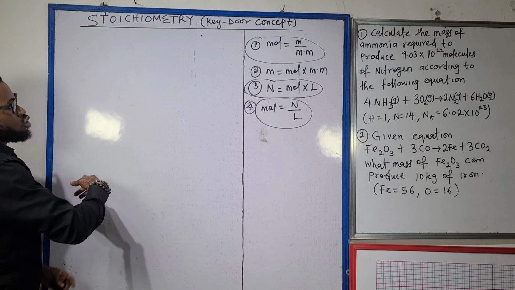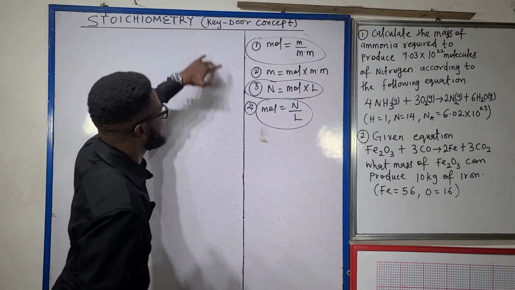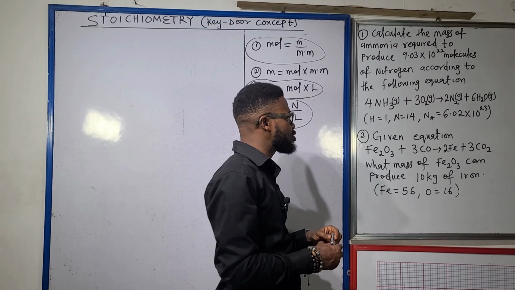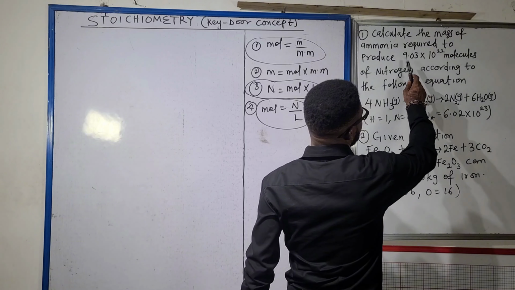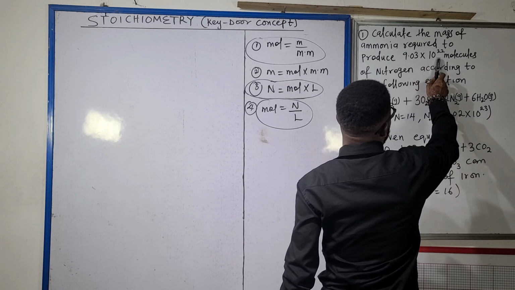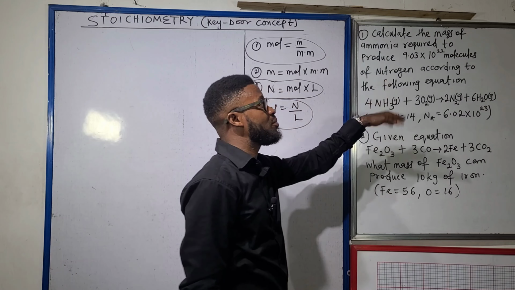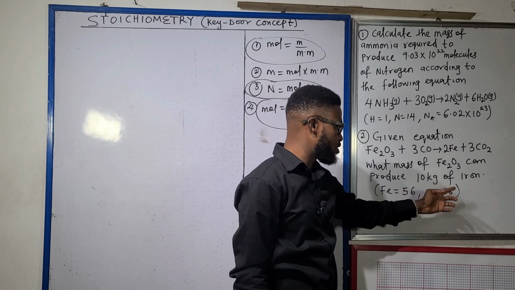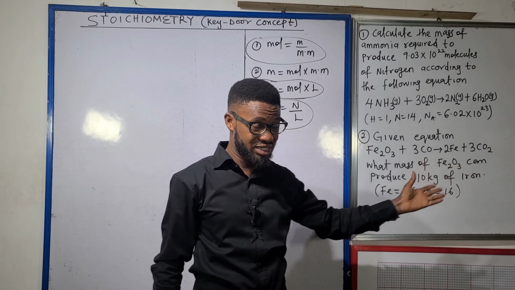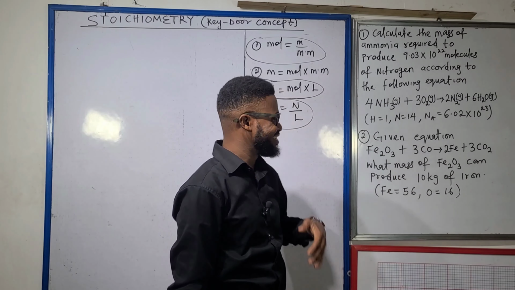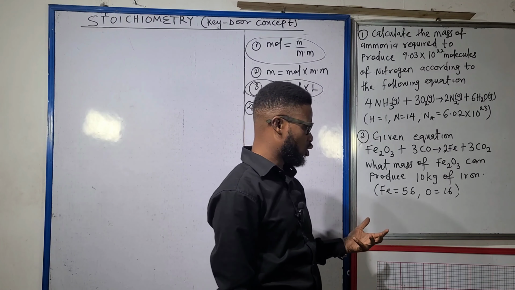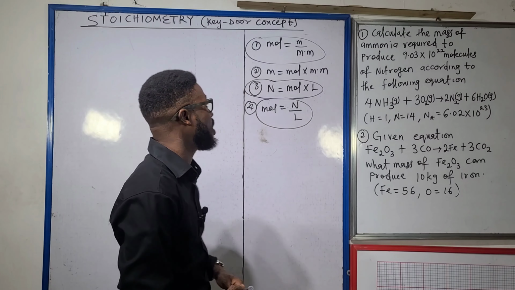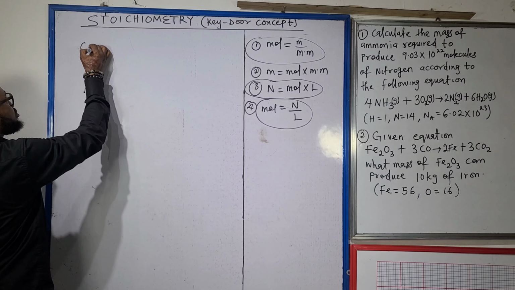Now let's quickly talk about concentration. The reason we'll be talking about concentration is simply because in stoichiometry, whatever parameters we are given in our question, like in this case we're given 9.03 times 10 raised to the power 22 molecules, before we can proceed with this, we have to convert it to mole. Here we're given 10 kilograms of iron, and before we can proceed, we have to convert to mole. There are questions where we'll be given concentration, so we have to know how to navigate and convert things to mole. So when we say concentration, what does concentration mean?